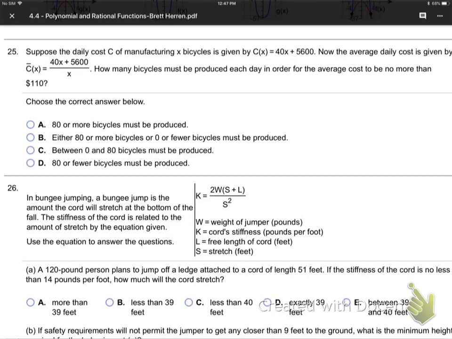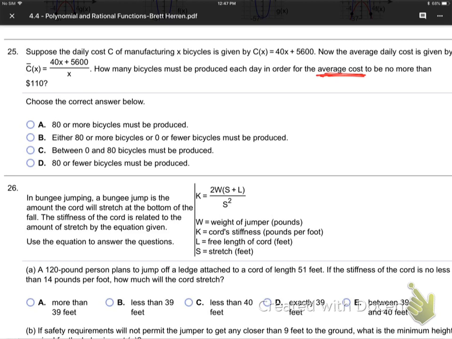25 has a lot of words. Suppose the daily cost C of manufacturing x bicycles is given by blah, blah, blah. Look right here. This problem is kind of difficult, so pay attention to it instead of hacking away. 25 and 26? 25 won't be hard. 26, I'm going to skip, because it is hard. If they get too hard, I just skip them.